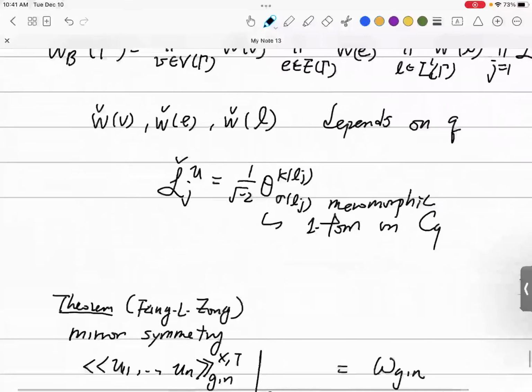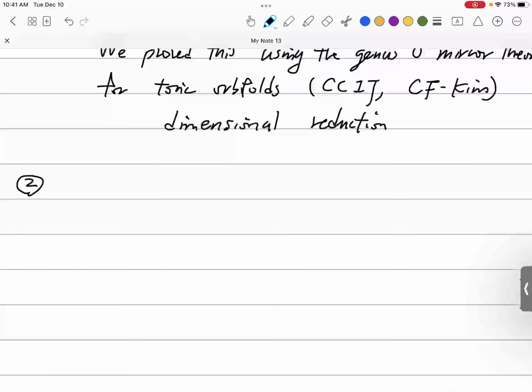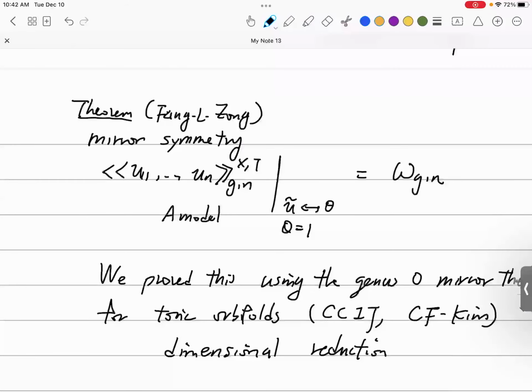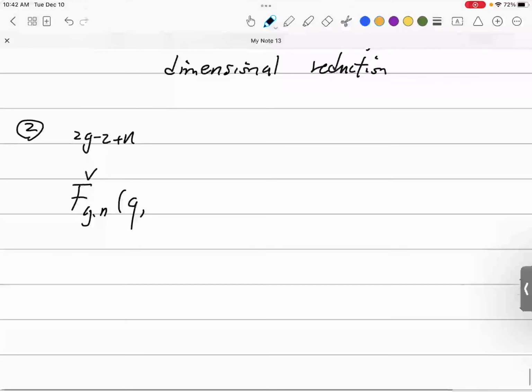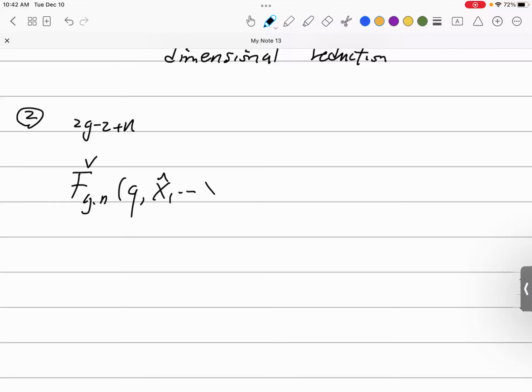So secondly, we have this B model. Let's first focus on the stable case. So we have the graph sum. So we have the B model, and Q is equal to 1. Also, there's a mirror map, the closed mirror map, relating tau on the A model side and Q on the B model side. So now in the B model, we have x1 hat to xn hat. So then this is a summation, L1 to Ln.